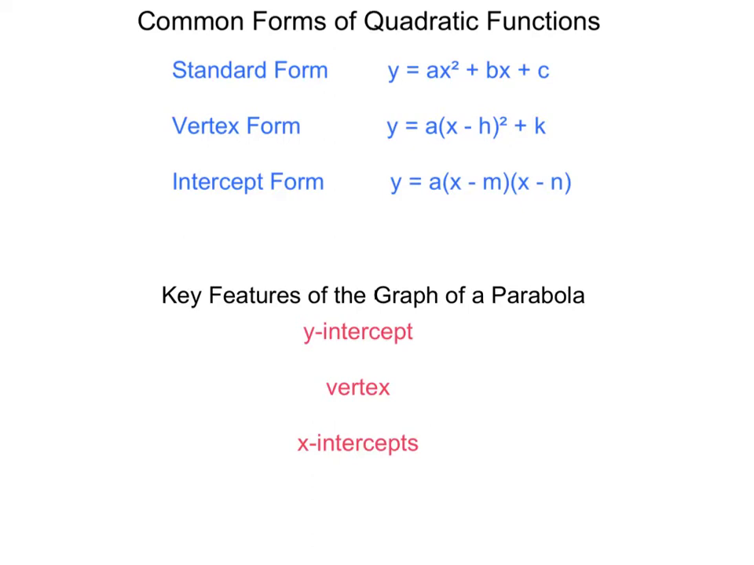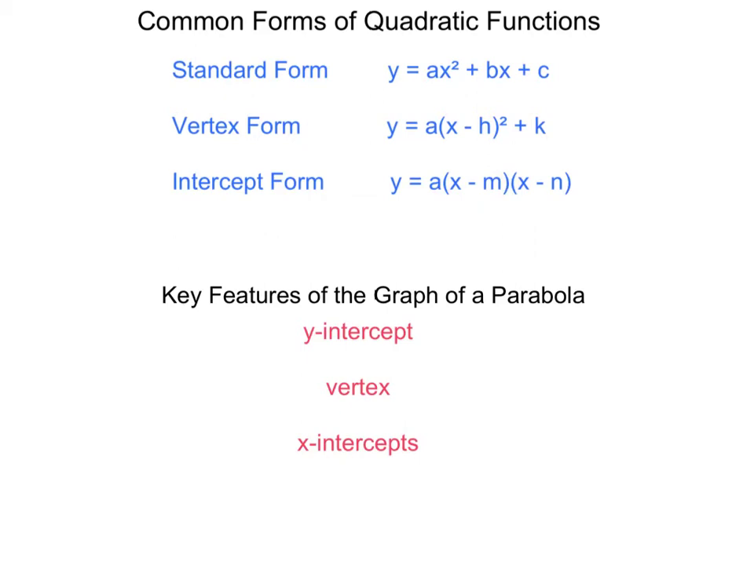So the first thing I want to remind you of is the three most common forms of quadratic functions. The first was standard form, which was always written as y equals ax squared plus bx plus c. The next was vertex form, which was y equals a times (x minus h) squared plus k. And the last was intercept form, or you might have learned it as factored form, which was y equals a times a first factor times a second factor.